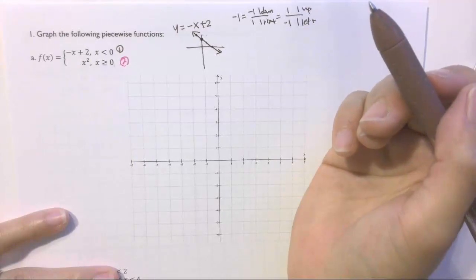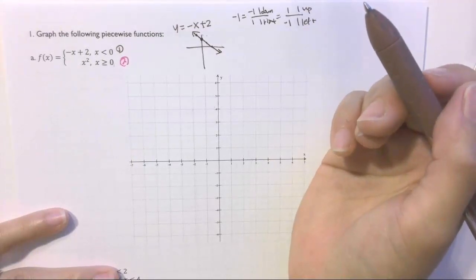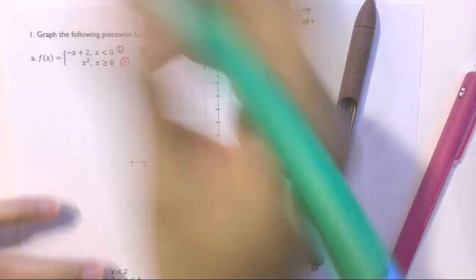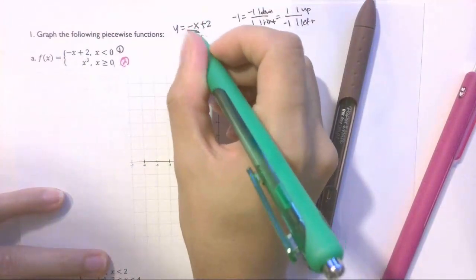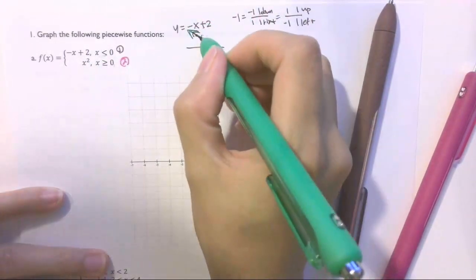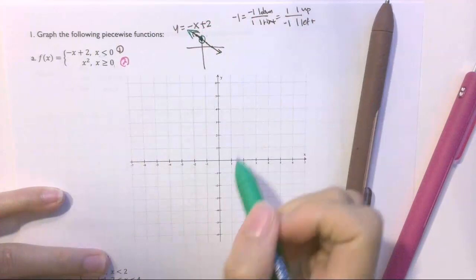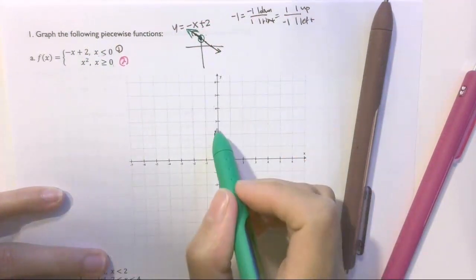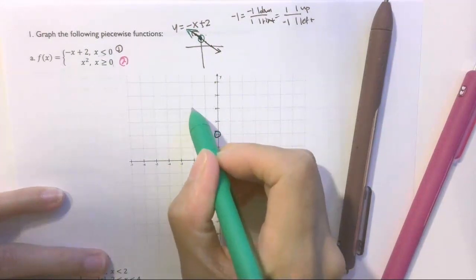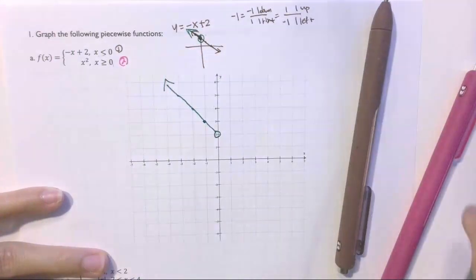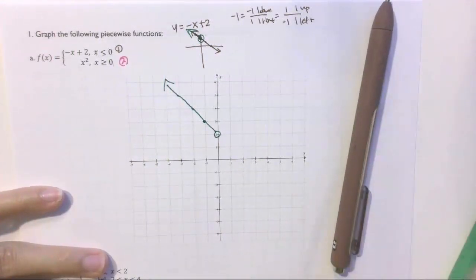However, I don't want the whole thing. I just want when x is less than 0. So I'm going to cut it off and only use this part. x is less than 0. Question, open or closed circle? Open circle. So let's go. Y-intercept at 2. 1 up, 1 left, 1 up, 1 left, 1 up, 1 left. Linear function with a slope of negative 1. Perfect.